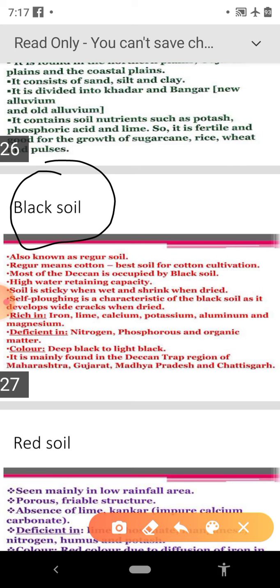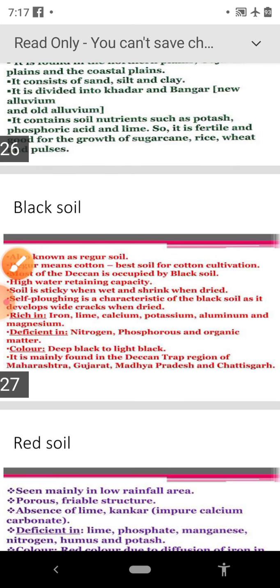Now we'll discuss the crops. Cotton is the most important crop which is grown in this type of soil. Hence this soil is also known, as I told you, as black cotton soil or regur soil. Wheat, sugarcane, tobacco and oilseeds are some other important crops that grow well in this variety of soil.